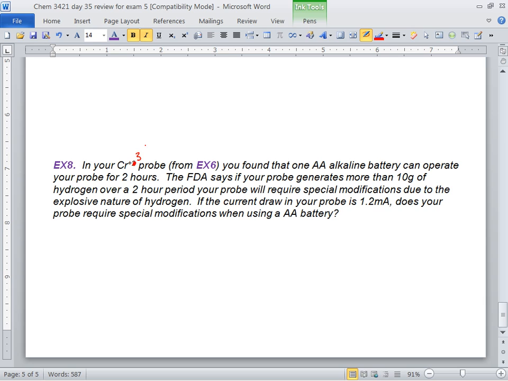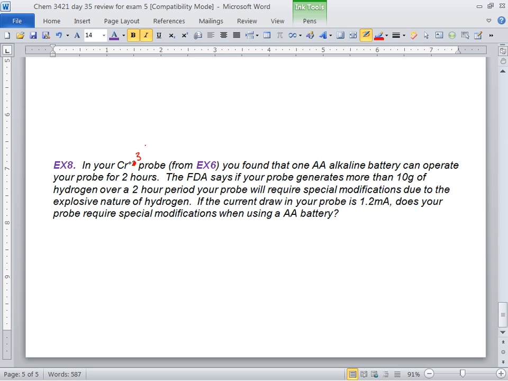Hydrogen's explosive, so if you get more than 10 grams over 2 hours, you got some issues. You gotta put a special sticker on there. If the current draw on your probe is 1.2 milliamps, okay, so you see what you gotta convert from what to what? You see the big picture? You gotta convert from what to what?